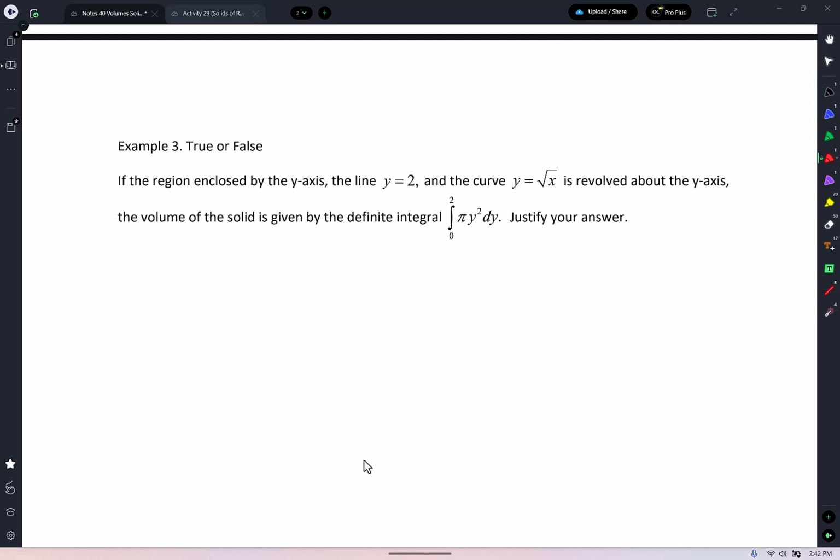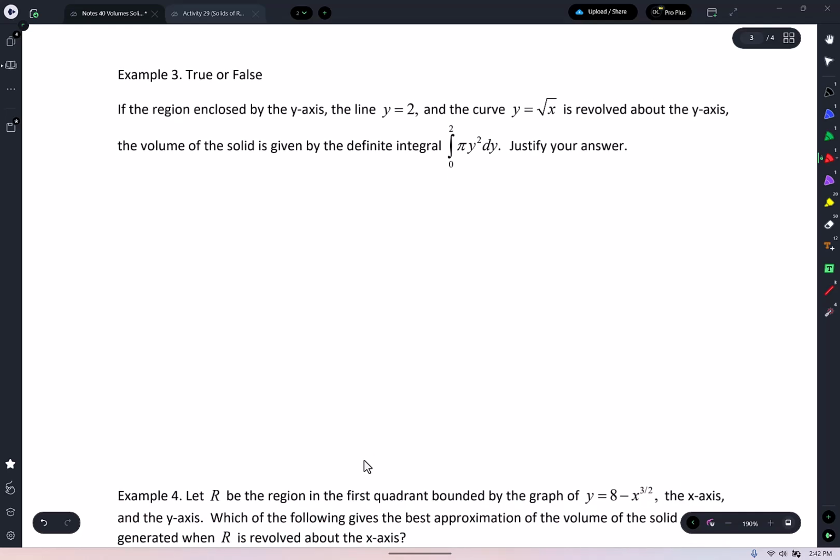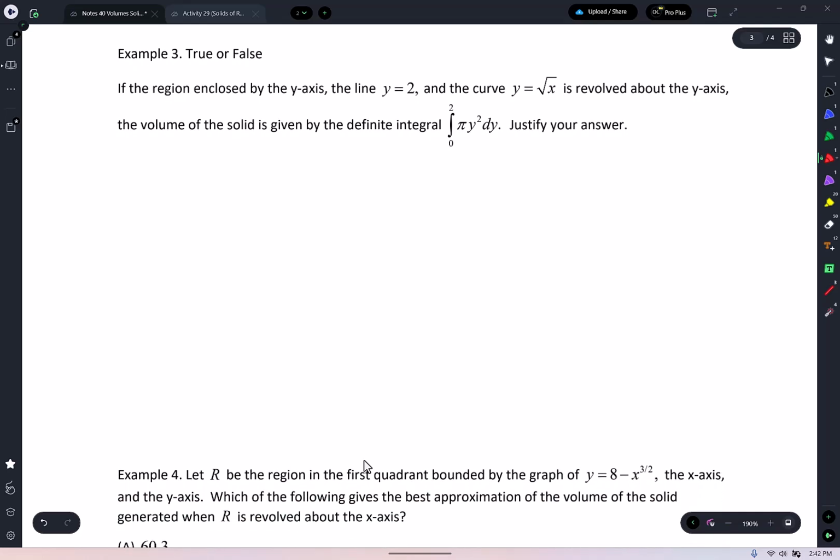You ready? It's a true-false question. If the region enclosed by the y-axis, the line y equals 2, and the curve y equals square root of x is revolved about the y-axis, the volume of the solid is given by the definite integral from 0 to 2 of pi, with a pi on the inside, you can put the pi on the outside if you want, y squared dy. Justify your answer.